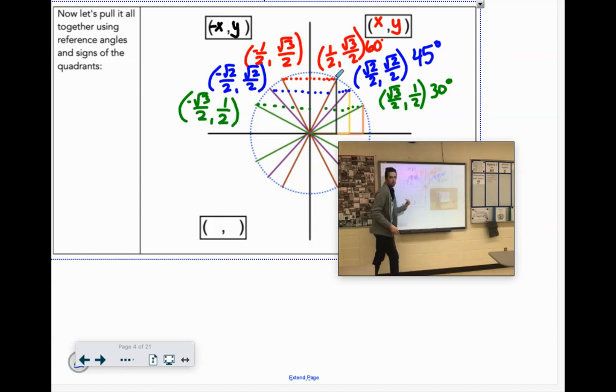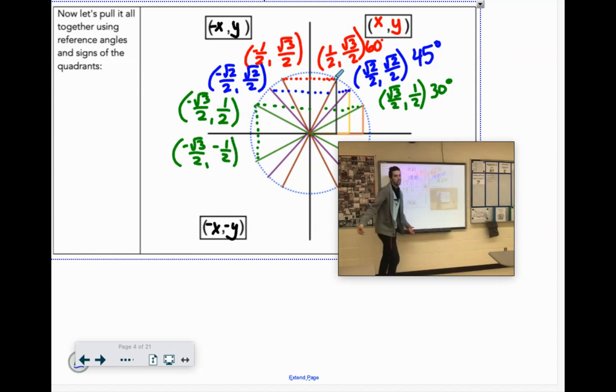Same thing. Now we're going to drop it down to quadrant 3. In quadrant 3, they're both negative. So negative x, negative y. So if we take this 30-degree reference angle, we bring it down here, we'll just make them both negative. Negative root 3 over 2 and negative 1/2.